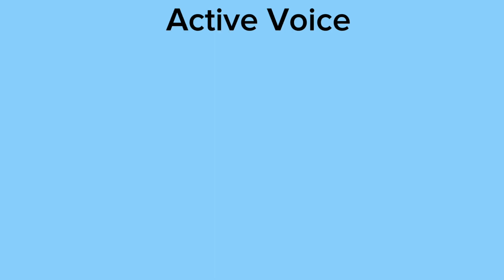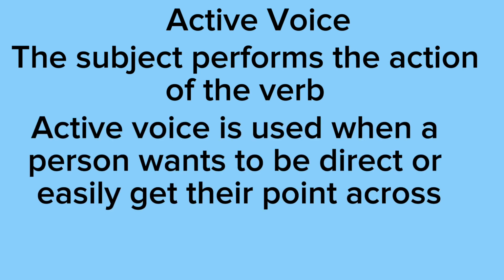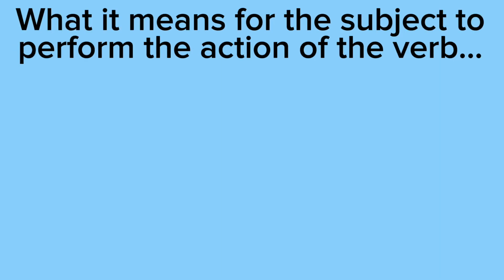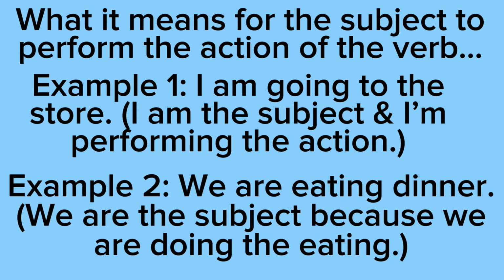So what is active voice? The subject performs the action of the verb. Active voice is used when a person wants to be direct or easily get their point across. So just to elaborate on what it means for the subject to perform the action of the verb, if I said I am going to the store, that means I am the subject because I'm the one performing the action. The action is going. And if I said we are eating dinner, we would be the subject because we are doing the eating. We are the ones doing the action, which is eating.